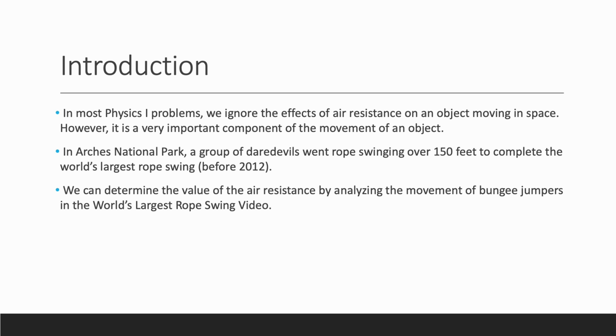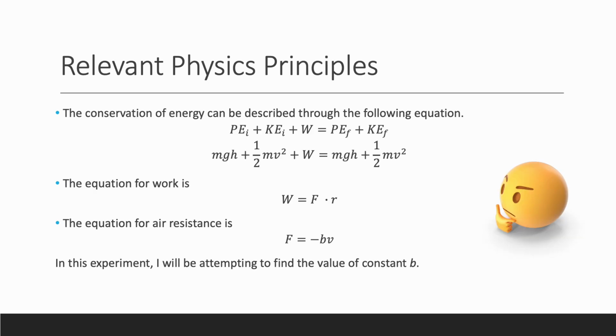In most Physics 1 problems, we ignore the effects of air resistance on a moving object in space. However, it is a very important component of the movement of an object to focus on its air resistance. In Arches National Park, a group of daredevils went rope swinging over 150 feet to complete the world's largest rope swing before 2012. We can determine the value of the air resistance by analyzing the movement of bungee jumpers in the world's largest rope swing video, which I'll show later.